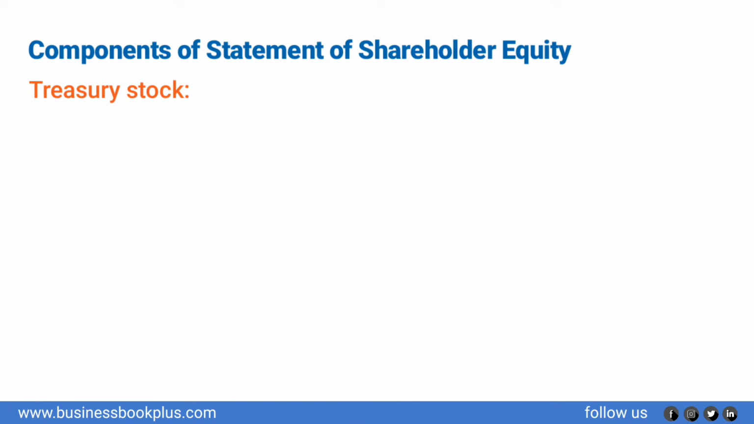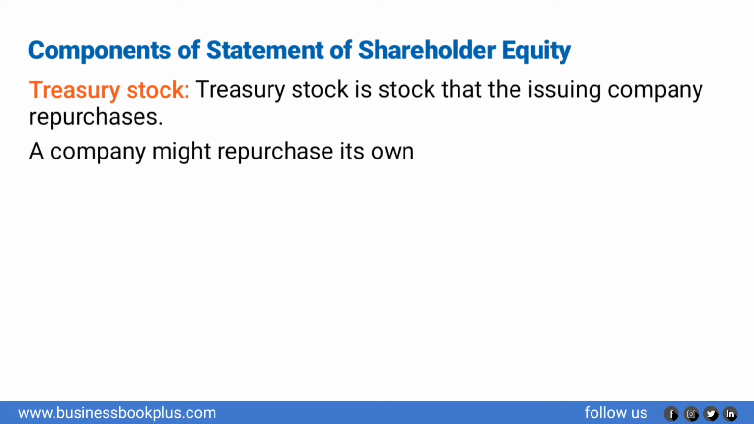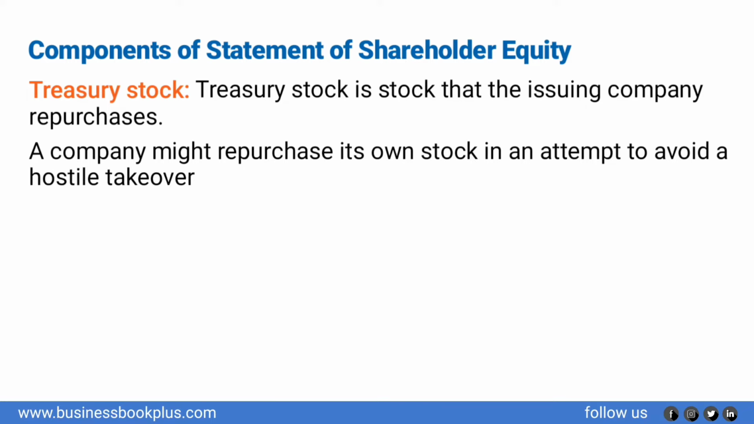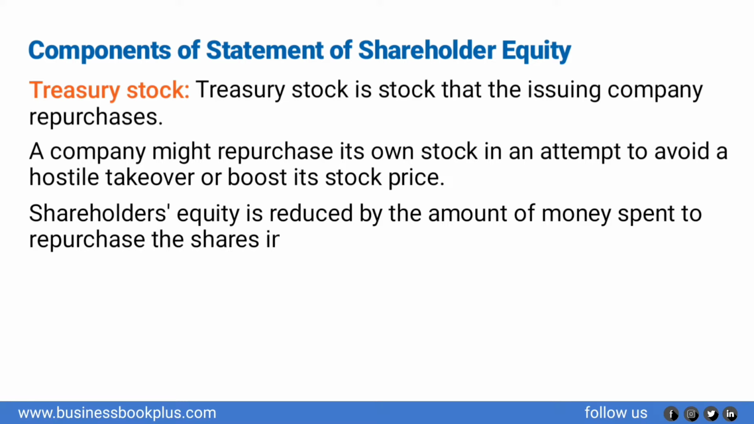Number 3. Treasury stock. Treasury stock is stock that the issuing company repurchases. A company might repurchase its own stock in an attempt to avoid a hostile takeover or boost its stock price. Shareholders' equity is reduced by the amount of money spent to repurchase these shares.